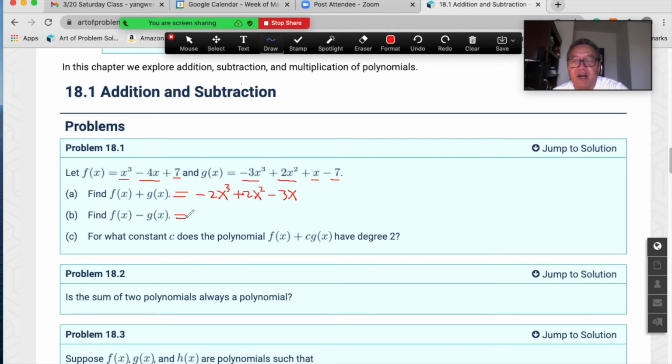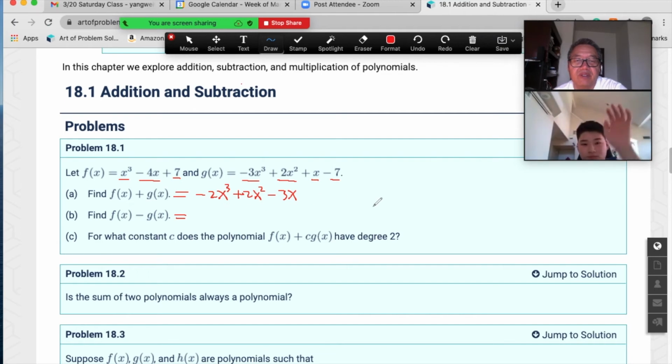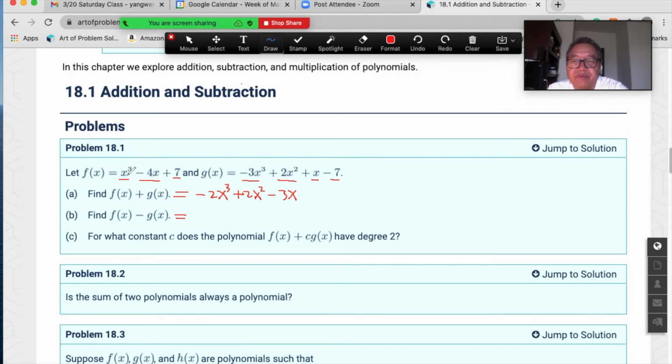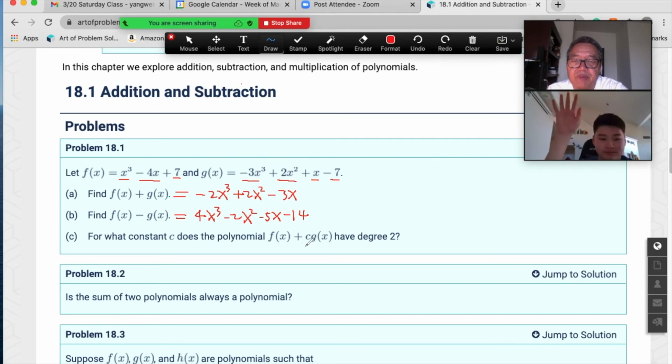Very good. Now, f(x) minus g(x), what do you get? 4x to the third. Okay. Minus 2x squared. Yeah, minus 2x squared, okay. Then? And minus 5x. Okay. And minus 14. Correct, very good.